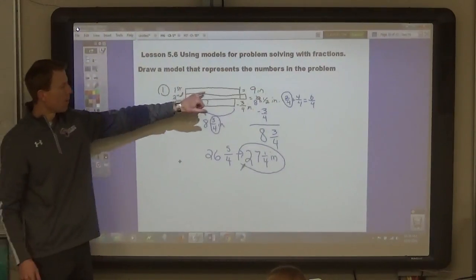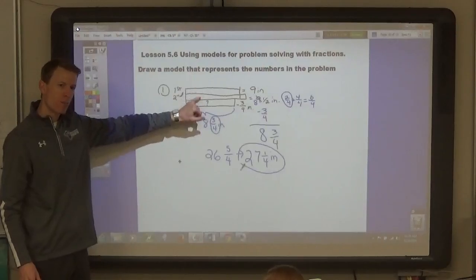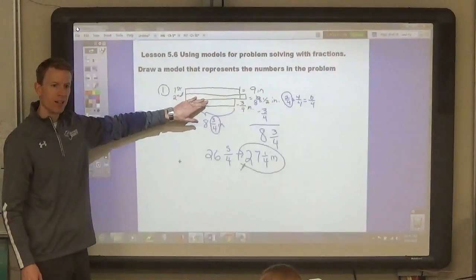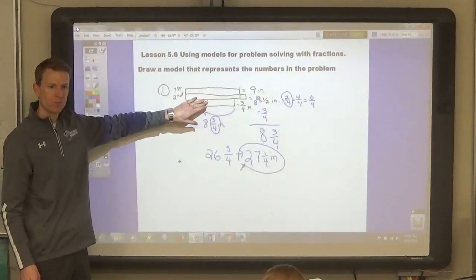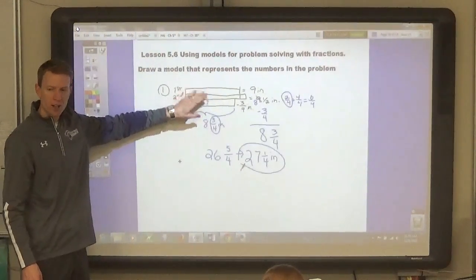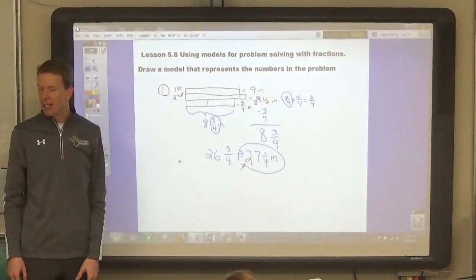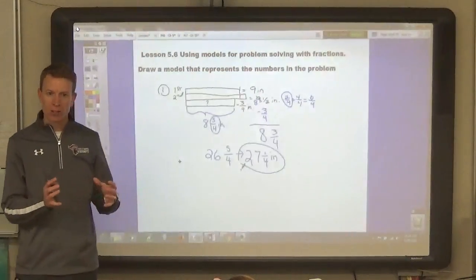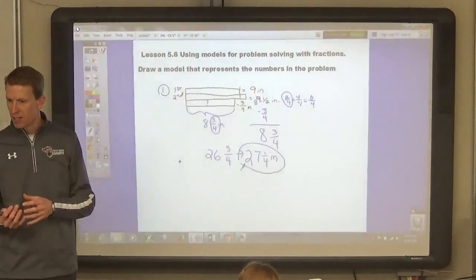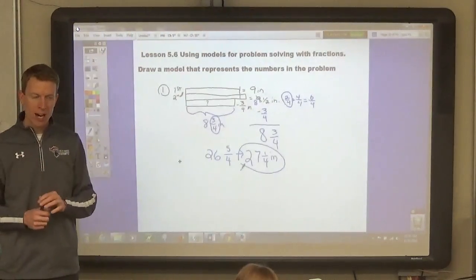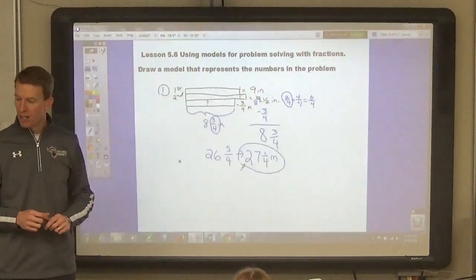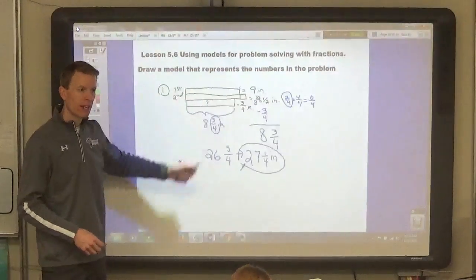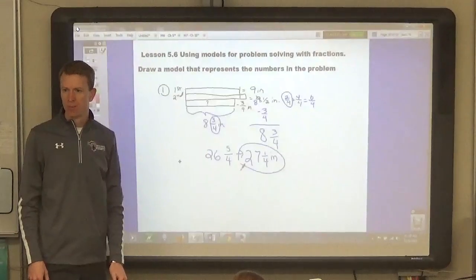So, taking a little bit of time to draw this model helps us to understand exactly what we're doing here. Okay? The drawing helps you to understand it. And that's why you need to get good at drawings. Next year, you're going to be using these models to write equations. It's going to be a lot more challenging. But if you learn now how to draw a simple model like this, it's really going to help you.